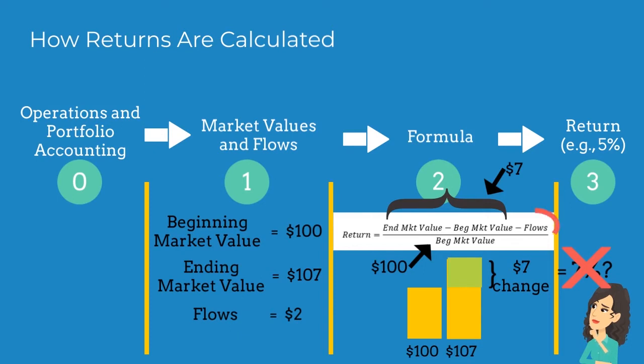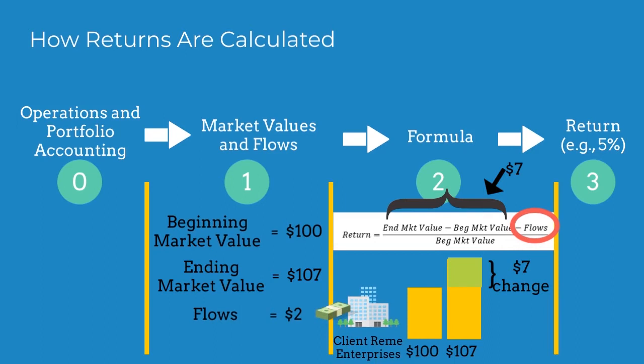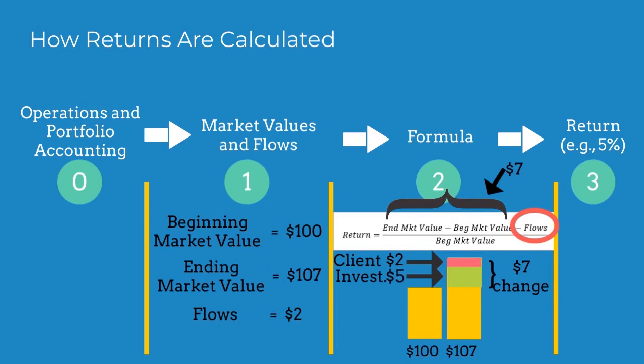And it has to do with this part here where we remove the flow. Okay, so remember that $2 came in from the client? That was money from the client's pocket. Well, that means that $2 of the $7 change in market value was not from investments. It was a change in market value due to the client putting money in. So if $2 was due to the client putting money in, how much of the market value change was due to investments? That's right, $5.